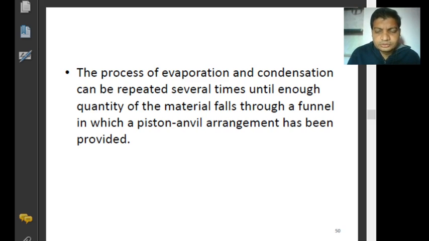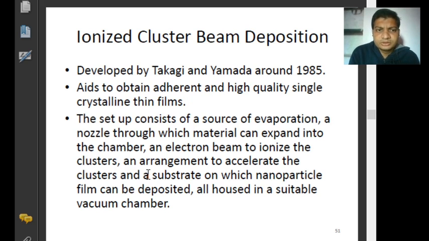So today we have seen this. Tomorrow we will move toward the ionized cluster beam deposition method, and then we will solve some problems related to the nanoparticle synthesis methods. I will give you some MCQs on this chapter, so you have to solve them. Thank you all, students.